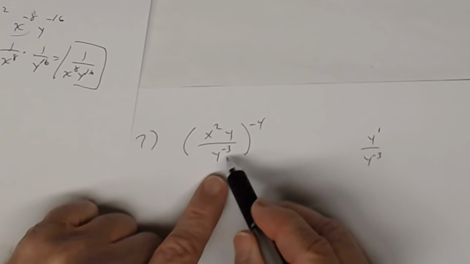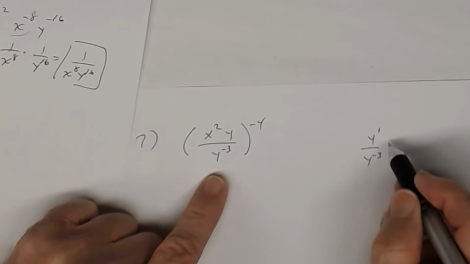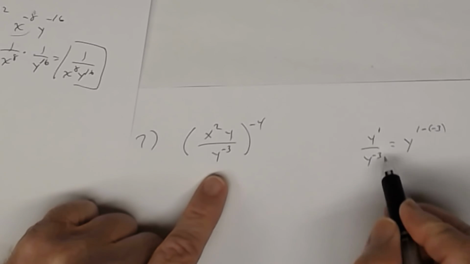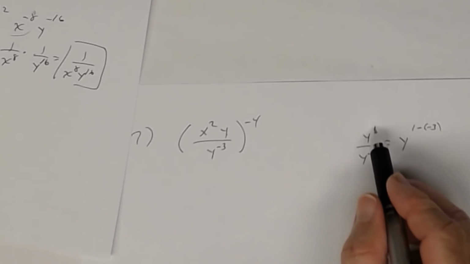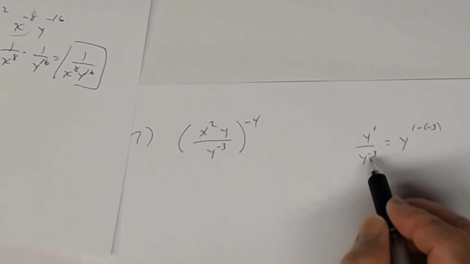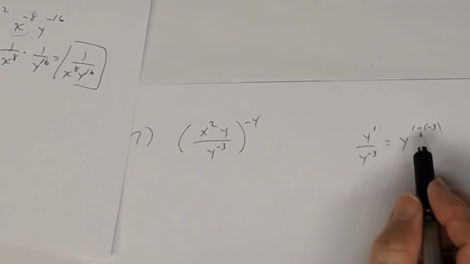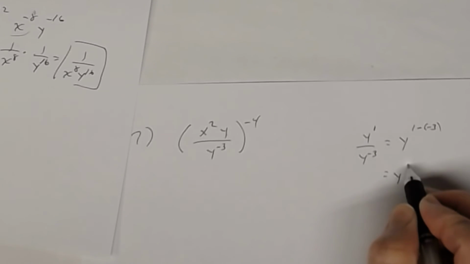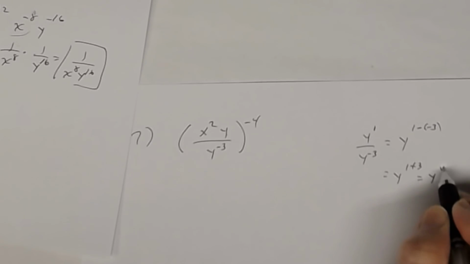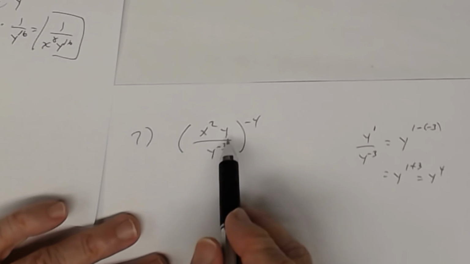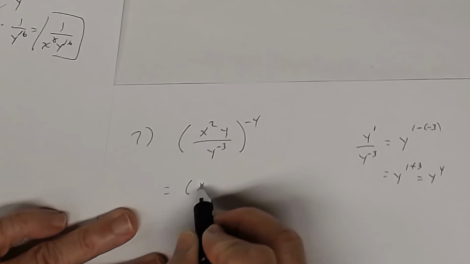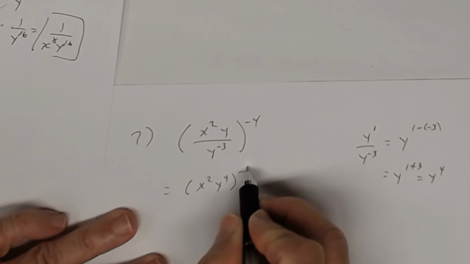This is this. This is this. So when you divide like bases, you subtract exponents. So I get y to the 1st minus a negative 3. Make sure you write this correctly: the exponent in the numerator subtract the exponent of the denominator. And then 1 subtract a negative 3 means 1 plus the opposite of negative 3. So that becomes 1 plus 3, which is 4. So I get x squared y to the 4th raised to the negative 4.